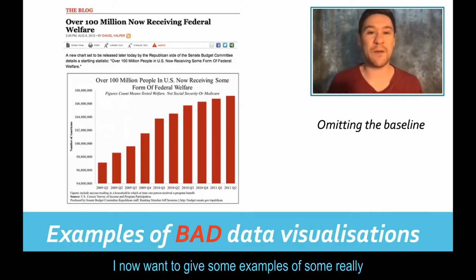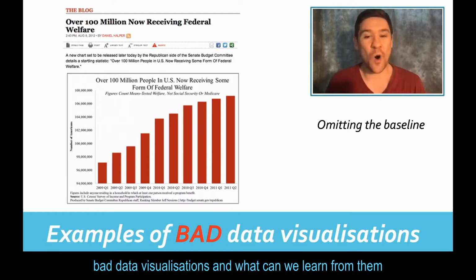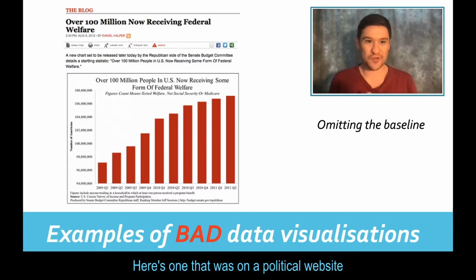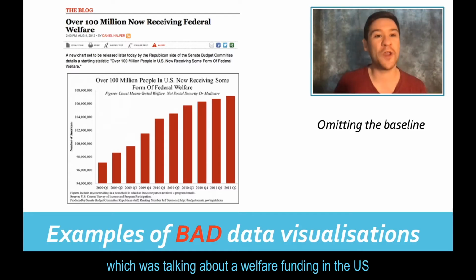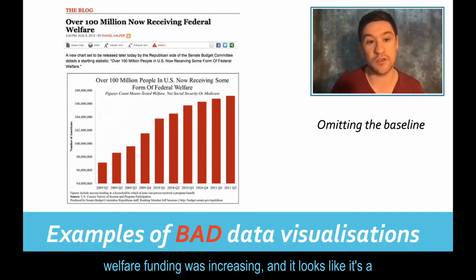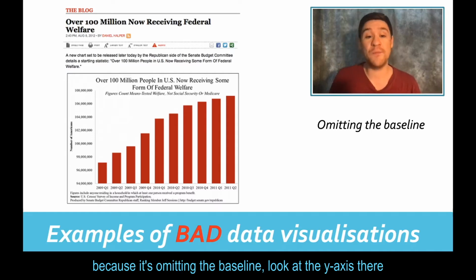I now want to give some examples of some really bad data visualizations and what can we learn from them. So I'm gonna go through a few examples. Here's one that was on a political website, which was talking about welfare funding in the US. And what they were trying to show with this was that welfare funding was increasing, and it looks like a dramatic increase. But worse than bad, it's misleading because it's omitting the baseline.